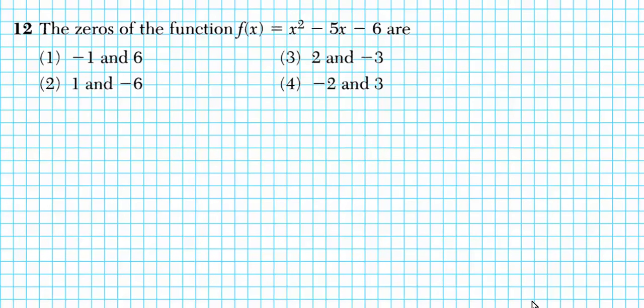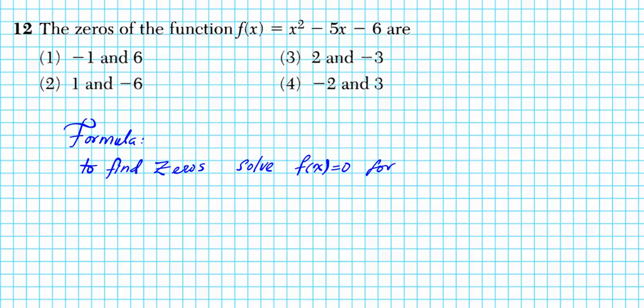Okay, let's take a look at problem 12. It says, find the zeros of the function f of x equals x squared minus 5x minus 6. So let's take a look at the formula for finding the zeros of a function. To find zeros, all you simply do is set the function f of x equal to 0 and solve that for x. That's basically how you find the zeros of a function. So in problem number 12, the function under consideration is x squared minus 5x minus 6. To find the zeros, we take the function and we set it equal to 0.